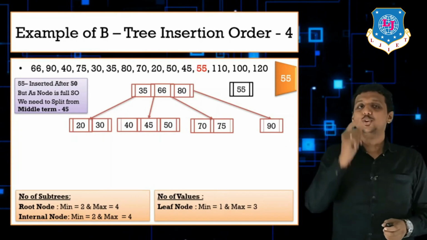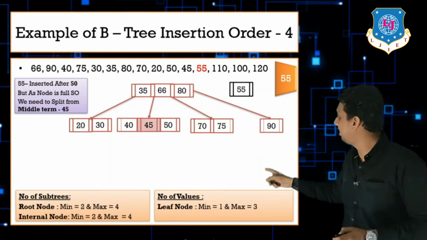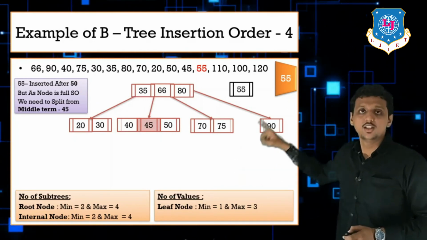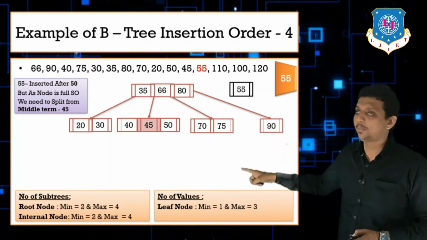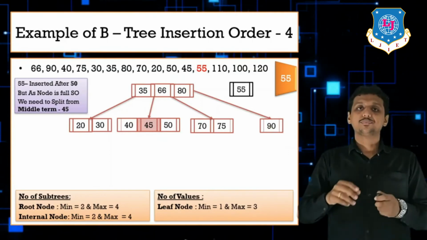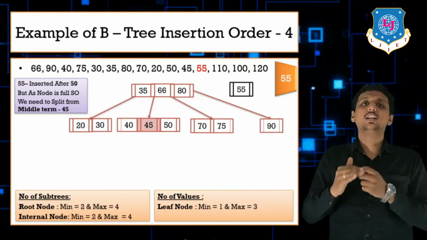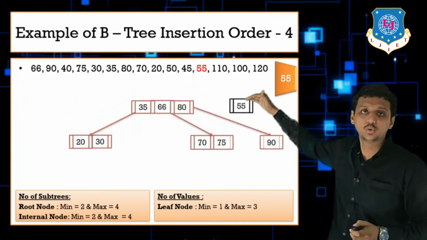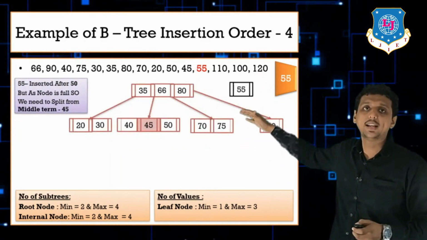Now tell me, a node can be split from the middle term. The middle term we have is 45. I am just highlighting over here that we need to do the split operation from 45. Now 45 will go one level up to the parent node.